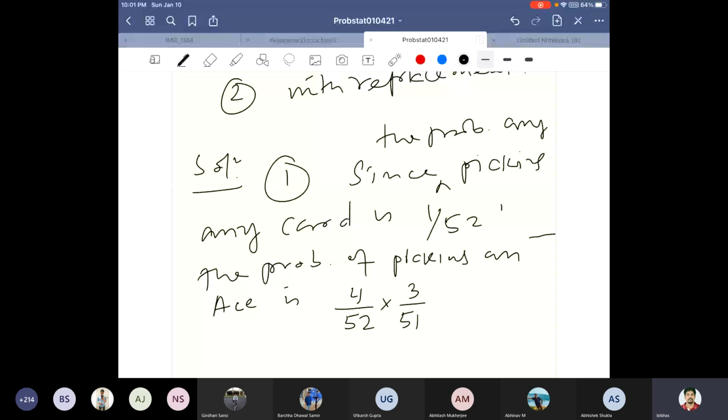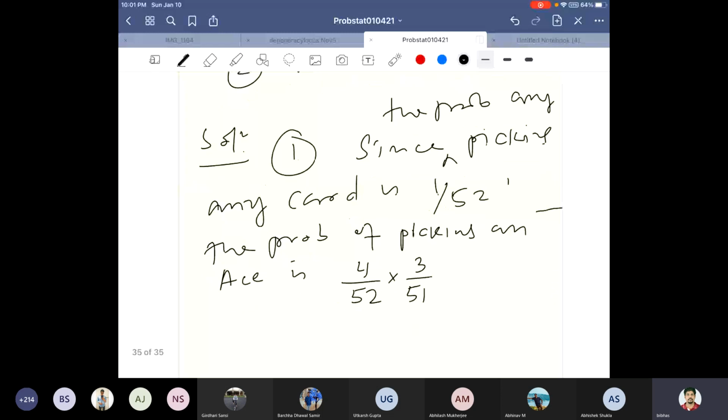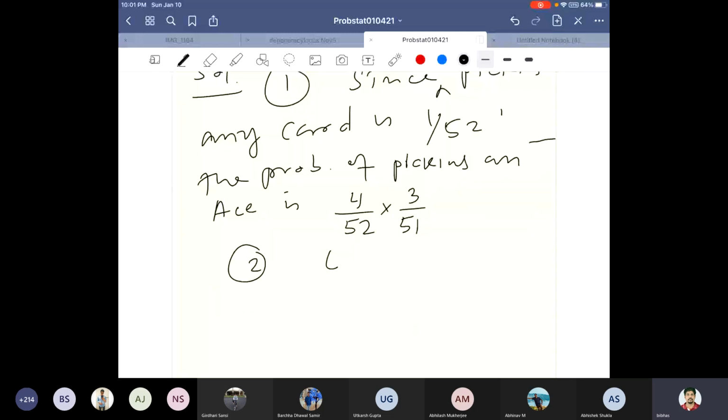This is without replacement. And if you want to do with replacement, then this will be just 4 by 52 times 4 by 52. So this is an example of the multiplication rule or of the conditional probability. Whenever there is a situation where the experiment is without replacement and you are doing it many times, let's say 2 times, 3 times, 4 times, then every time you have to use the conditional probability.